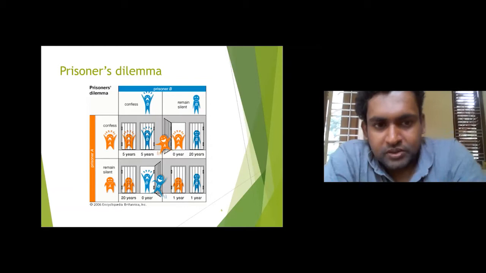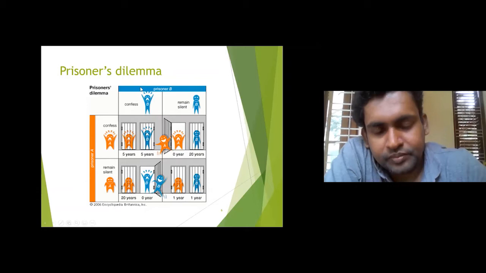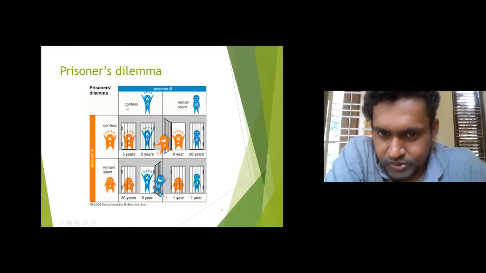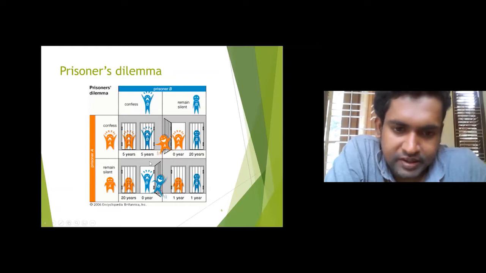So this is the scenario. We have two prisoners, prisoner A and prisoner B. Prisoner A has two strategies, two options: either they can remain silent or confess. Prisoner B also has the same two strategies. If both of them confess, both of them will get higher sentences, right?